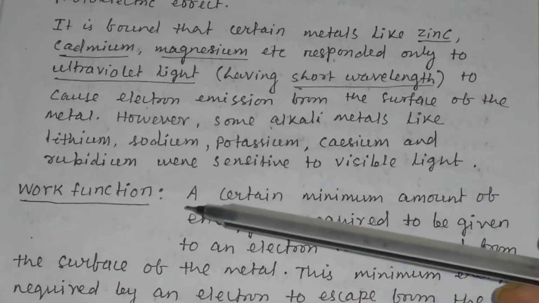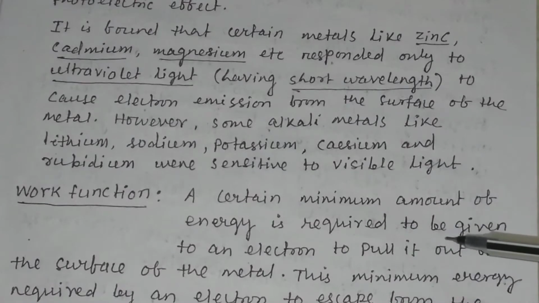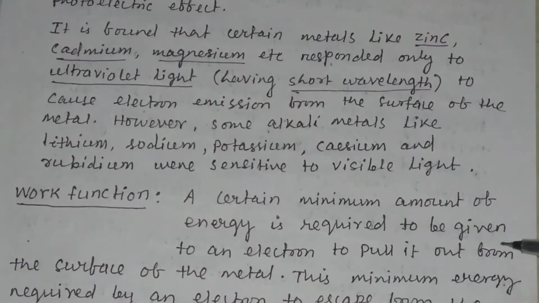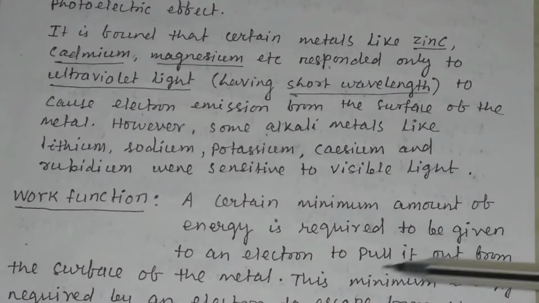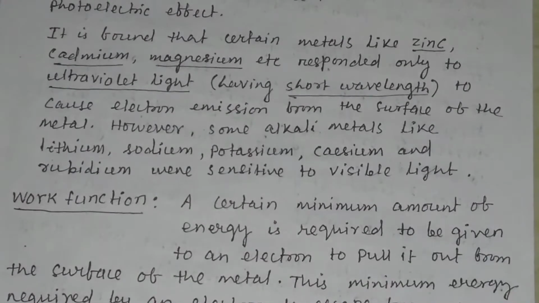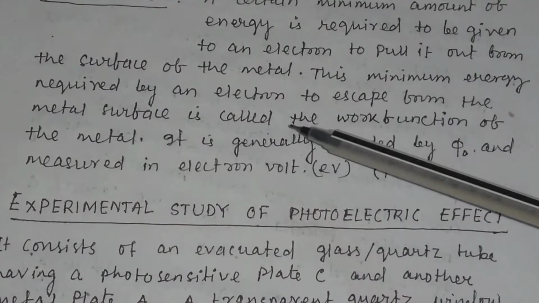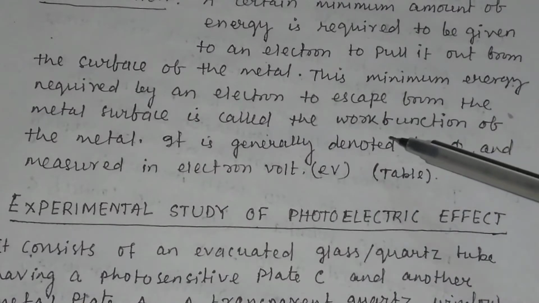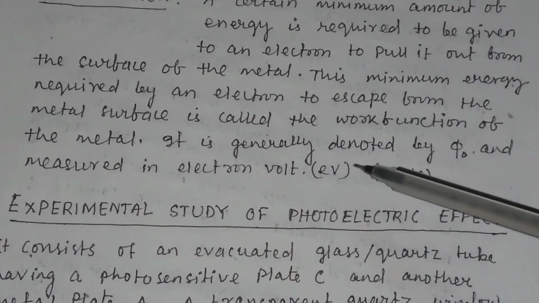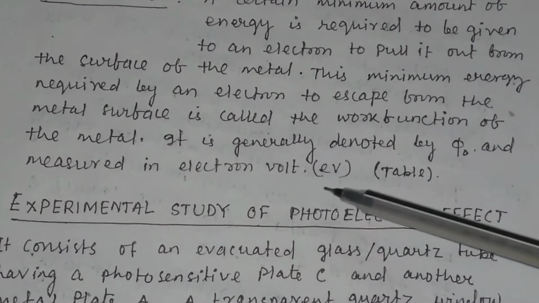Then let us know what is work function. A certain minimum amount of energy is required to be given to an electron to pull it out from the surface of the metal. This minimum energy required by an electron to escape from the metal surface is called the work function of the metal. It is generally denoted by phi naught and measured in electron volt.